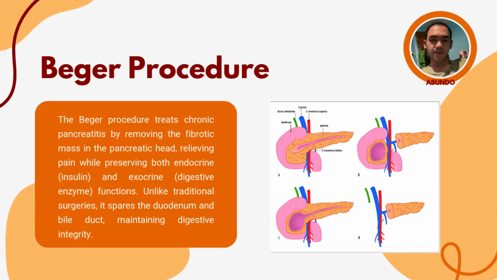The Beger procedure is specifically designed to address the fibrotic mass in the pancreatic head that results from chronic pancreatitis. By performing this surgery, we aim to relieve the persistent pain that many patients suffer from while also preserving the endocrine function such as insulin production and exocrine function, which is responsible for digestive enzyme secretion. Unlike traditional pancreatic surgeries, the Beger procedure avoids the need to remove the duodenum and common bile duct, which helps preserve the patient's overall digestive system.